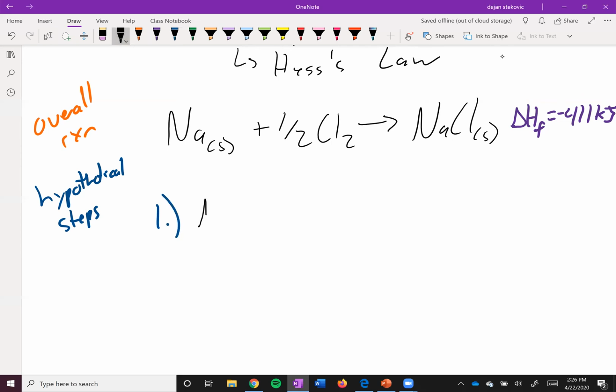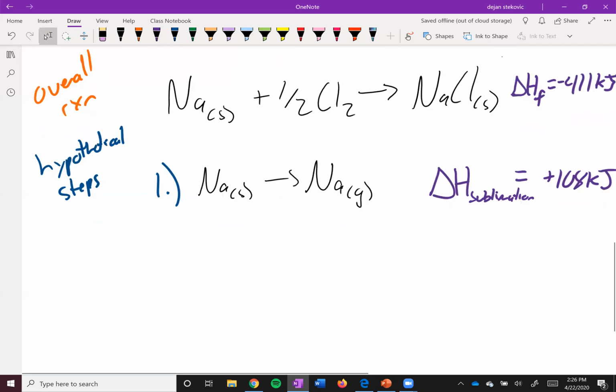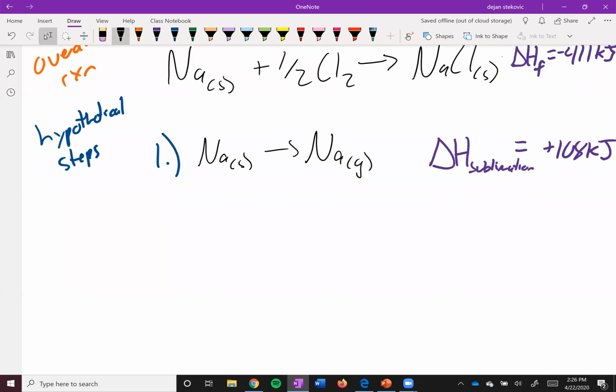So in the first step, we have solid sodium, and we actually have to turn it into a gas for it to react. Solids are relatively unreactive. And so if you're thinking about going from a solid to a gas, that is an endothermic process. It's called sublimation. And so that's definitely endothermic. So that's a positive 108 kilojoules, right? It takes energy to go from solid sodium to gaseous sodium.